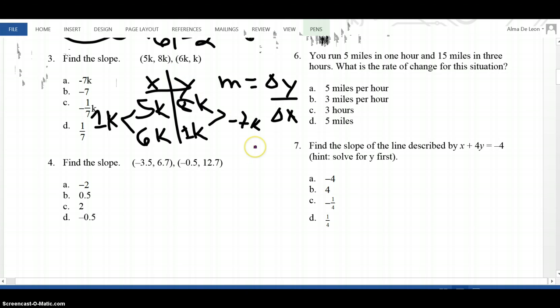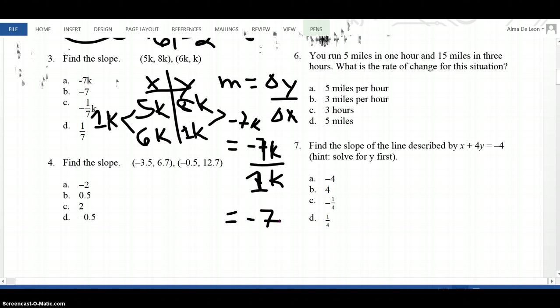Is -7k over the change in the x. The change in the x is 1k. And so -7 divided by 1 is the same thing as -7.